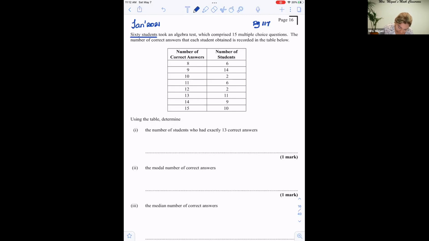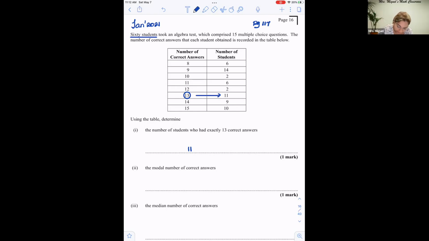So from our table here, the number of students who had 13 correct answers is 11. Did you all get that answer? Yes, Miss. Right? They are asking for the mode.